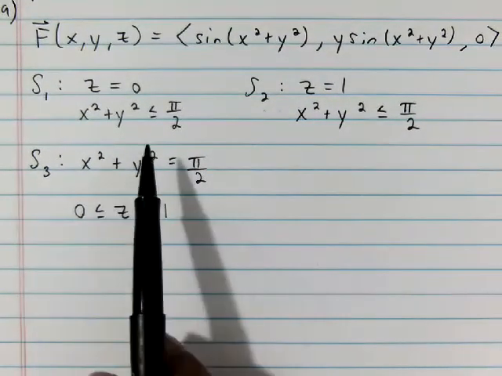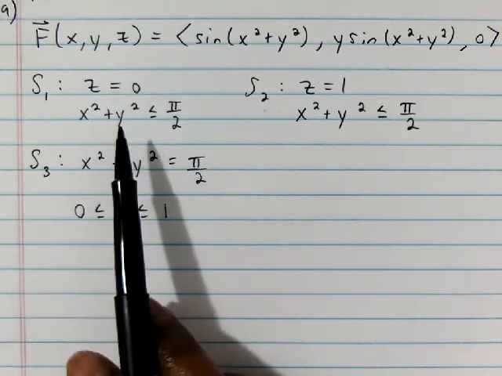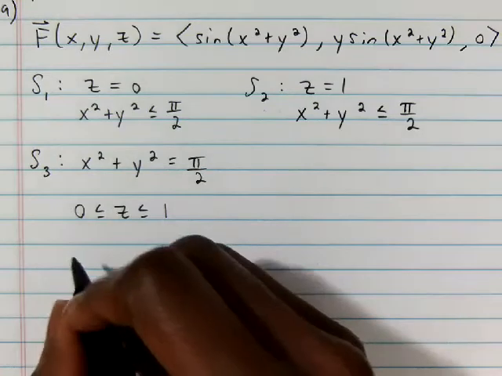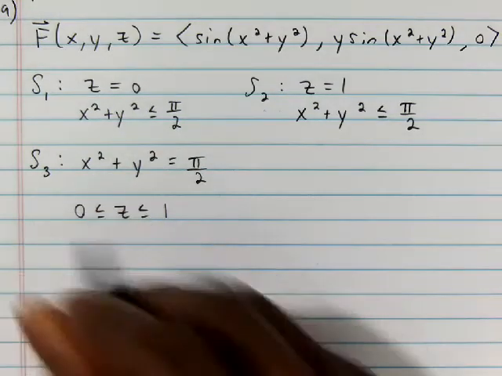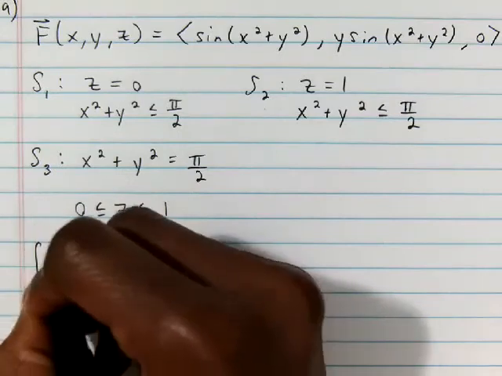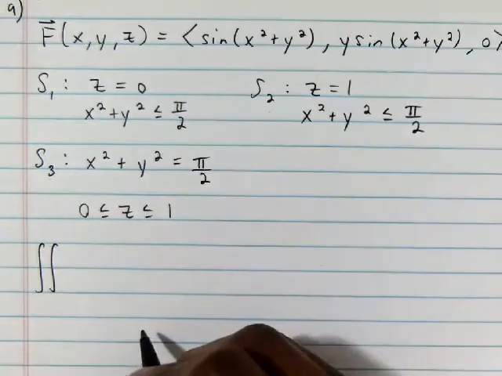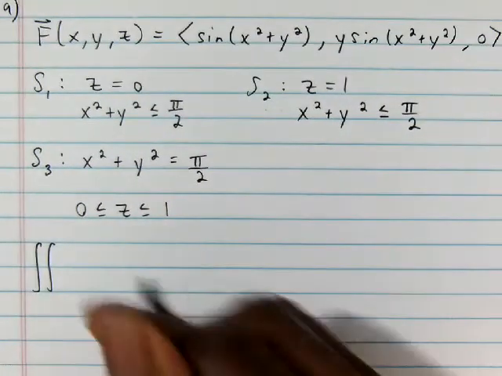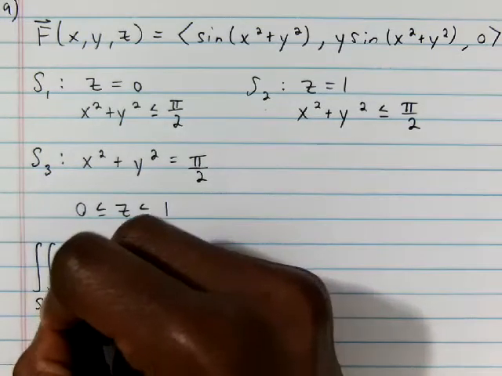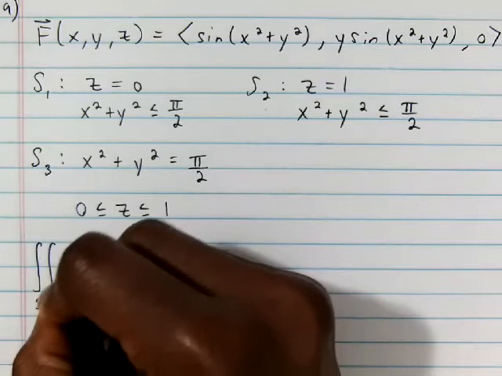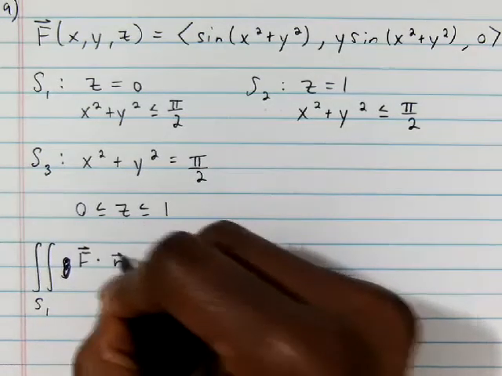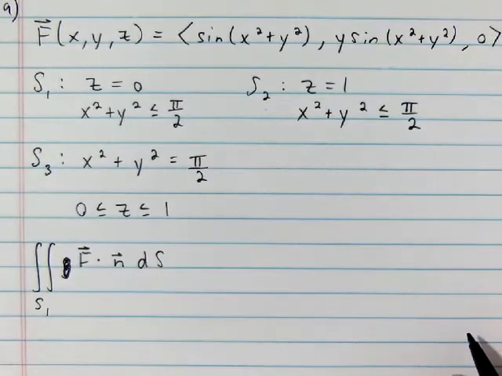All right, so let's start with S1 and parameterize that, and then we'll set up that integral. So for S1, the surface integral over S1 of F dot n ds. That's what we need to do.